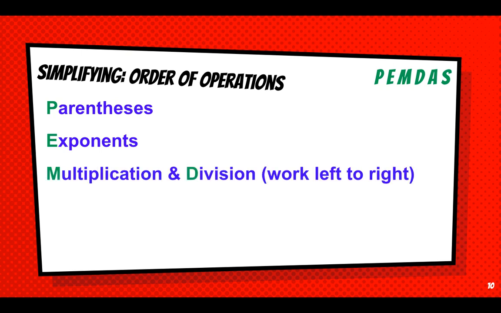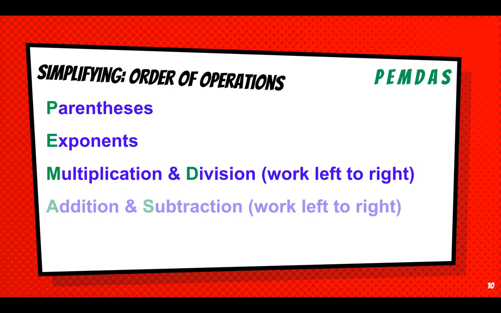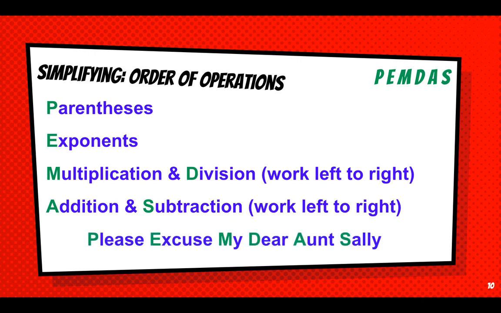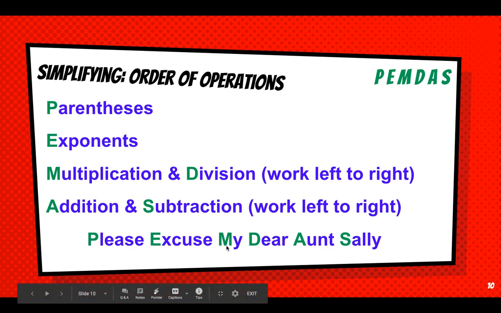Then we do multiplication and division. And this just comes as we work from left to right, like you're reading a book, however they show up in our equation or expression. And then we'll look at addition and subtraction. And you can work from left to right, but it does not need to work that way for addition and subtraction, as long as you keep the sign that's in front of the term, just like when you combine like terms. So sometimes people use please excuse my dear Aunt Sally. Again, you can see that PEMDAS, or you could come up with your own phrase that follows the same pattern.